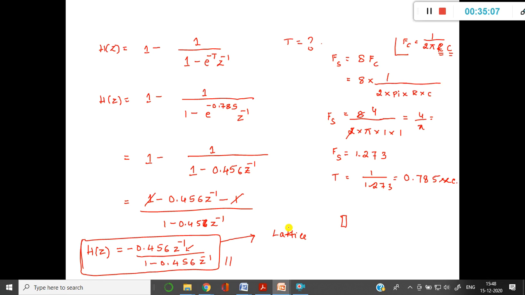If you don't have any doubts, I have a small example for you to solve on your own. Consider h of s is equal to s plus a divided by, in the last class I solved this. Now you try to apply the partial fraction method to obtain h of z. Obtain h of z for this.